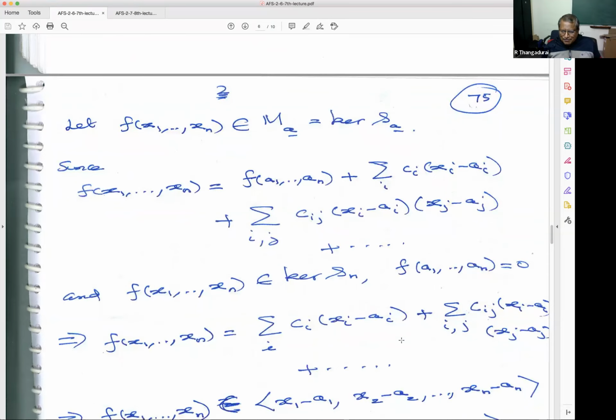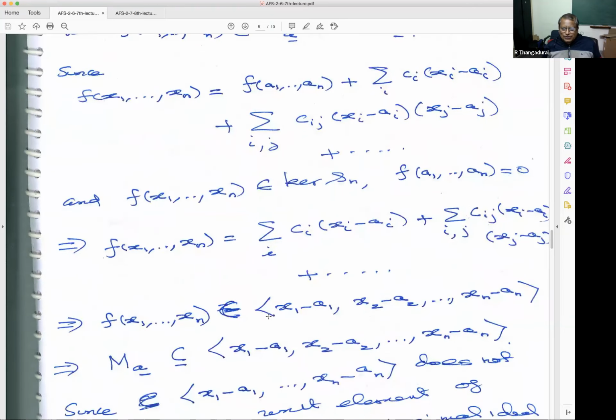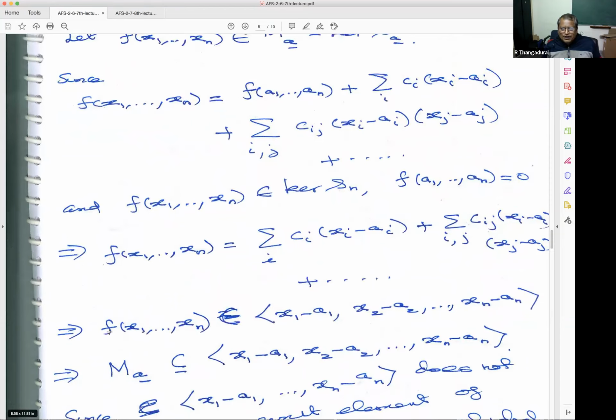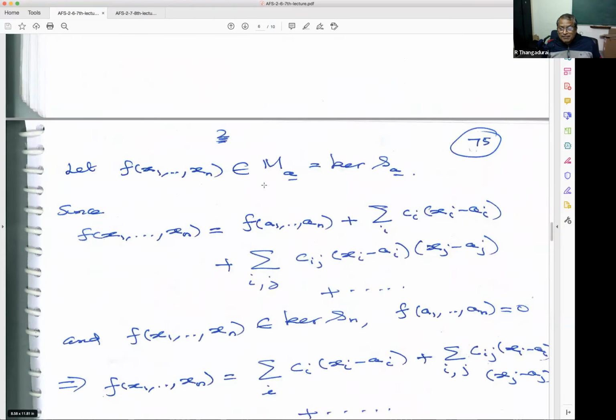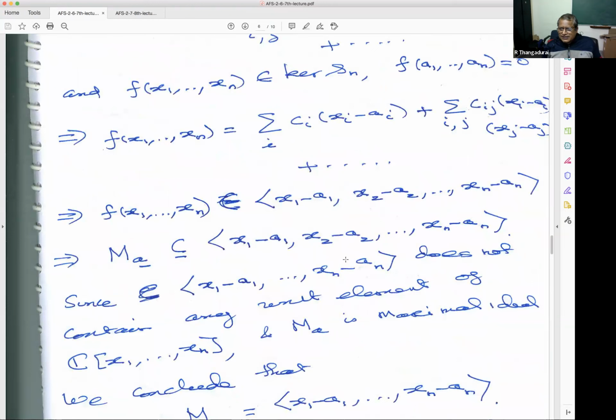That is clear. That means f(x1, x2, ..., xn) is contained in the ideal generated by x1 minus a1, x2 minus a2, ..., xn minus an. This is what the statement really says. That means f is an arbitrary element of the ideal M_a. Therefore, M_a is contained in the ideal generated by x1 minus a1, x2 minus a2, etc.